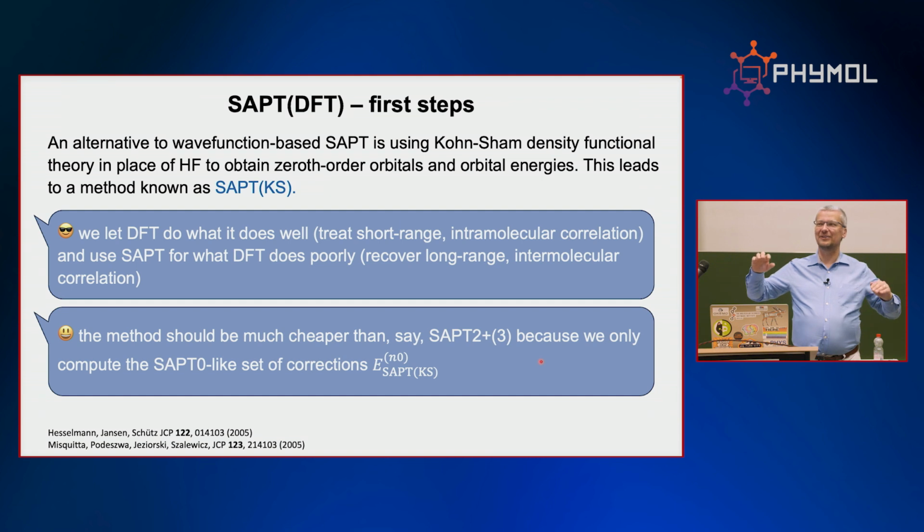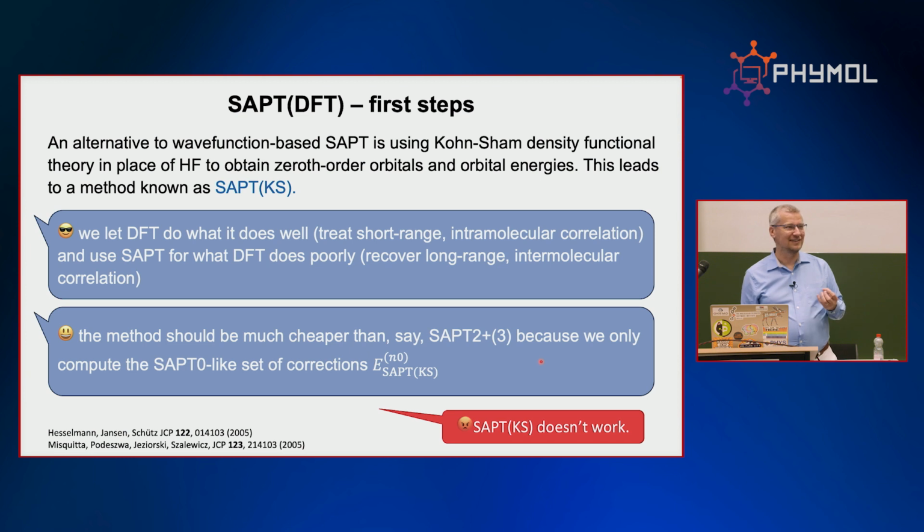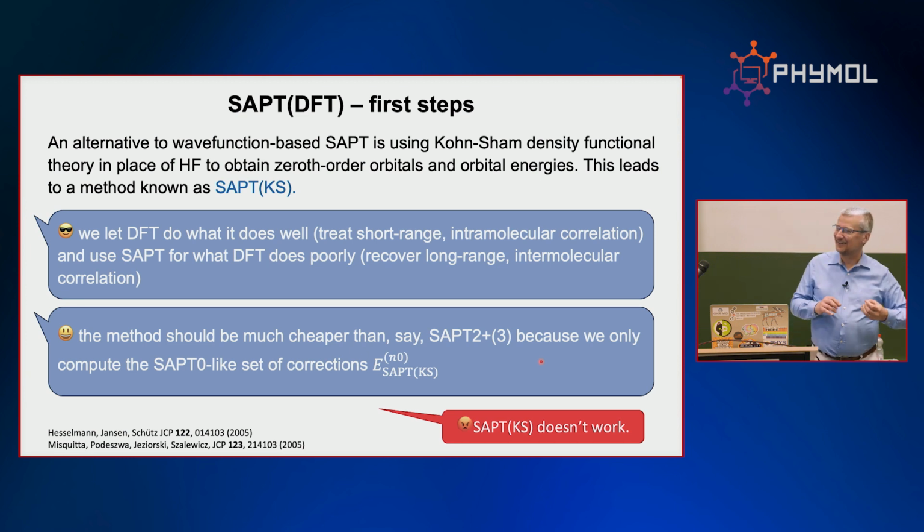We don't worry about the Kohn-Sham equivalent of the Møller-Plesset fluctuation potential. We just ignore this stuff. We trust Kohn-Sham to account for this intramolecular correlation. So I think that's a big promise because we can in principle get an accurate method and a very computationally efficient one. I guess there's just one problem, that as written, it doesn't work.